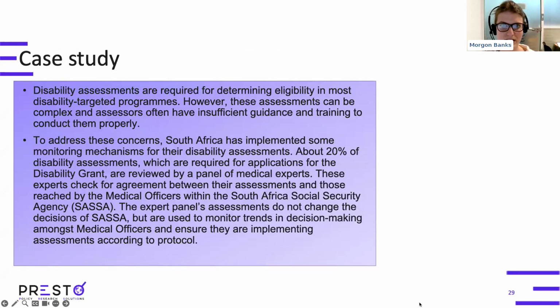One example of some monitoring that focuses on disability comes from South Africa. Here there are disability assessments, and these assessments can be quite complex, and there are sometimes inconsistencies in how they are completed and the ultimate decisions. So to ensure more consistency, a proportion, 20% of the decisions, are reviewed by medical experts. They do not change the decision of the implementing body, but they are used to monitor trends in decision making and to ensure regularity in decisions. Next slide, please.